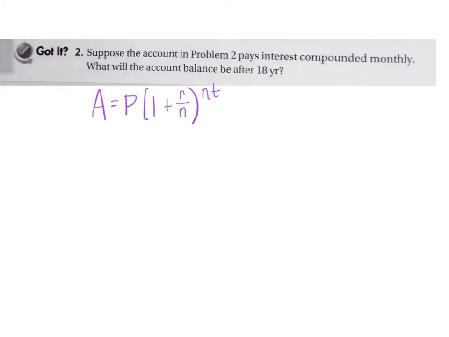Okay, so here's your guided question number 2. I've written the compound interest formula on there for you. And I'm not going to tell you what everything is, but you can go back to another part of the video if you want to.